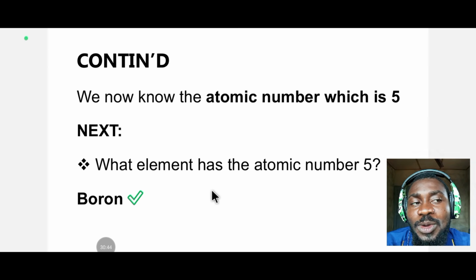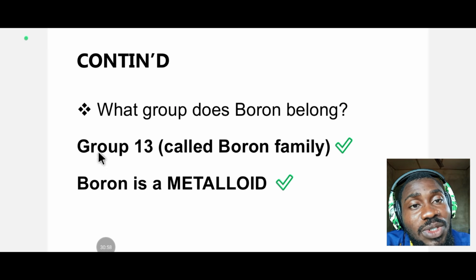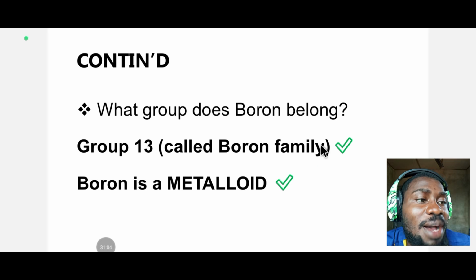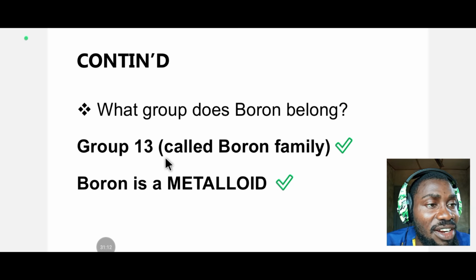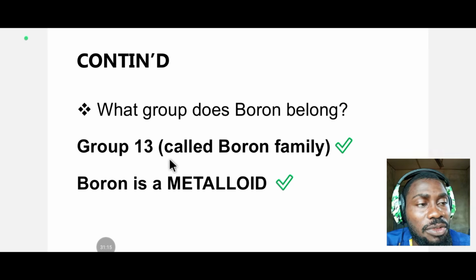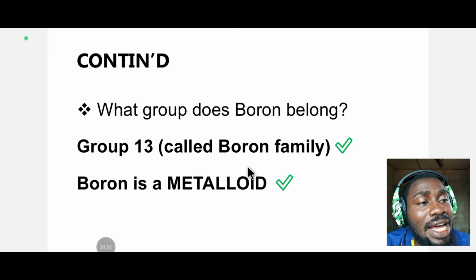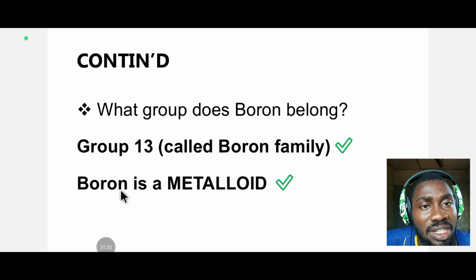So what next are we going to do? What group does boron belong to? Boron belongs to group 13, also called the boron group or the boron family. Boron is a metalloid. It belongs to group 13. Remember the common metalloids we have. What are metalloids? Metalloids are elements that have both the properties of metal and non-metal. So that's why they are called metalloids. So boron is a metalloid.